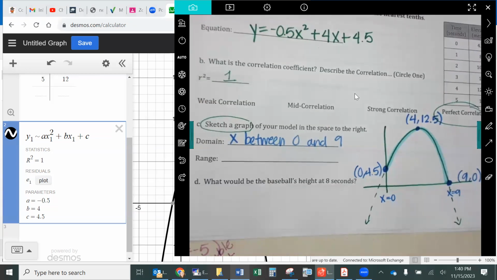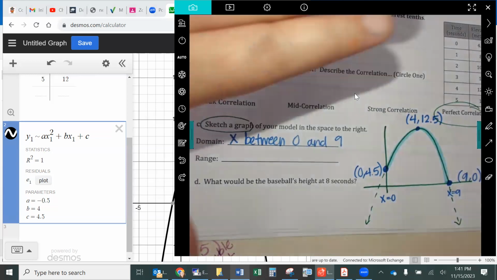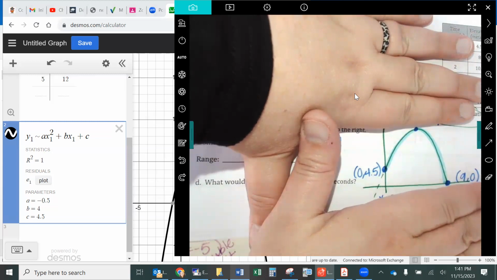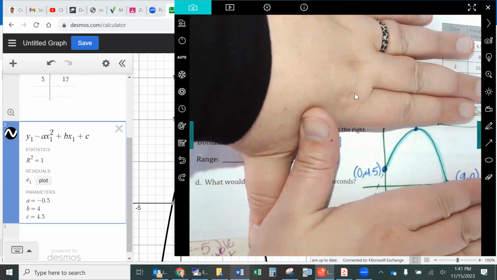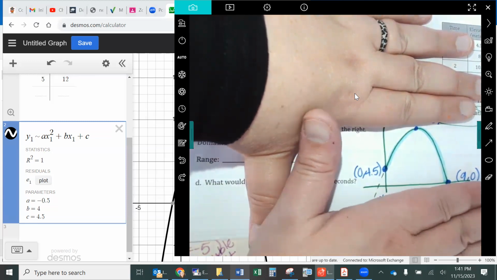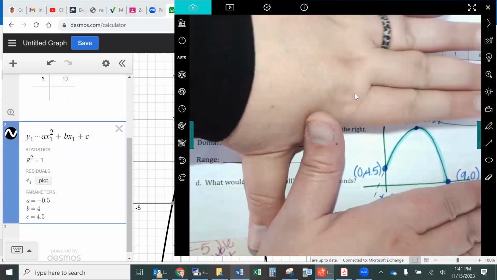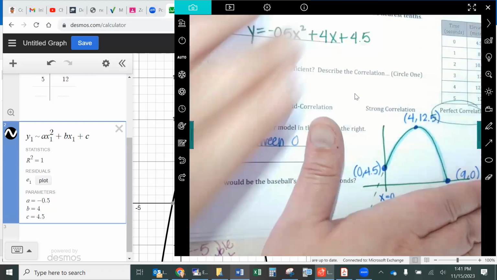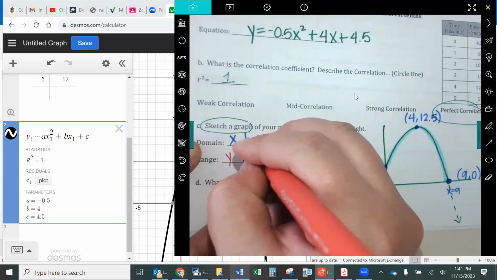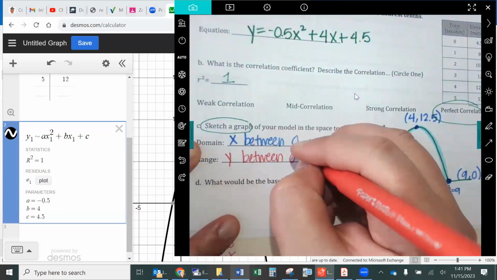Okay, then last little bit of this. For the range, we want to do how low it goes and how high it goes. So instead of shutting the door sideways, you're going to shut the window this way. So if I were to pinch my hands this way, how low is my lower hand if it's all the way down here on the x-axis? How low is that? That would be 0. And how high does it go? 12.5. 12.5. Very good. So your y is between 0 and 12.5.